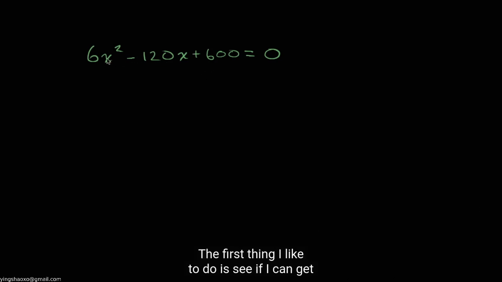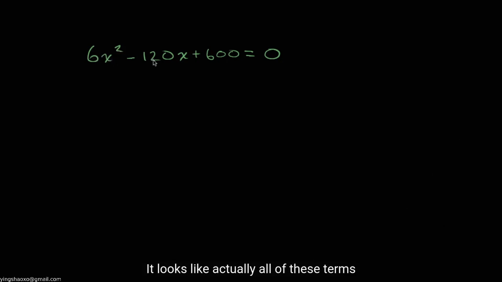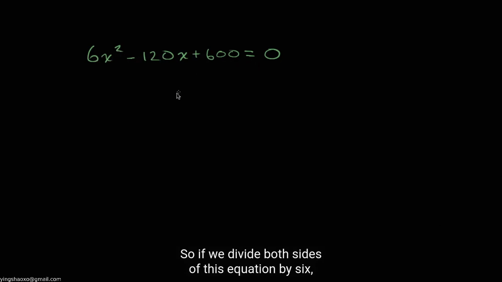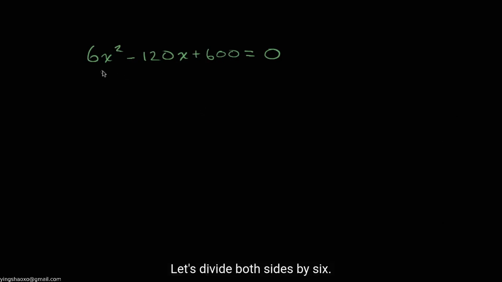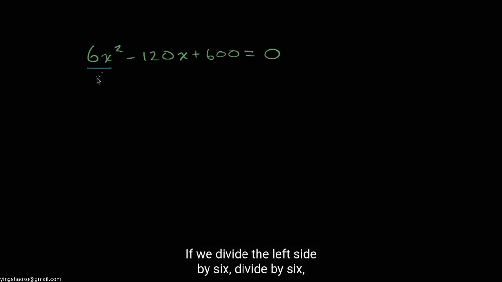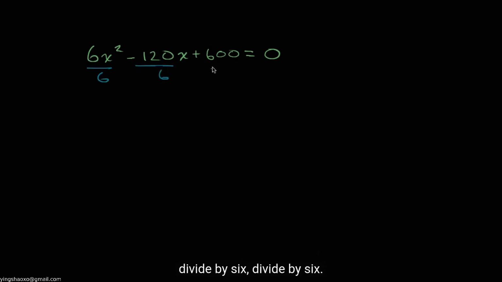So the first thing I like to do is see if I can get a coefficient of 1 on the second degree term, on the x squared term. And it looks like actually all of these terms are divisible by 6. So if we divide both sides of this equation by 6, I'm still going to have nice integer coefficients. So let's do that. Let's divide both sides by 6. So if we divide the left side by 6, each term, and I divide the right side by 6.